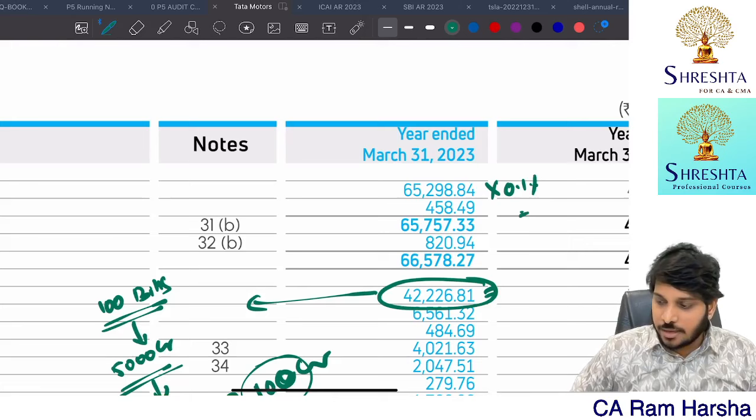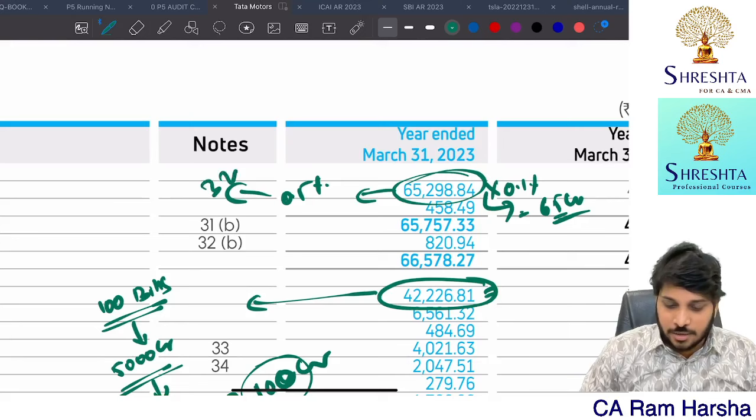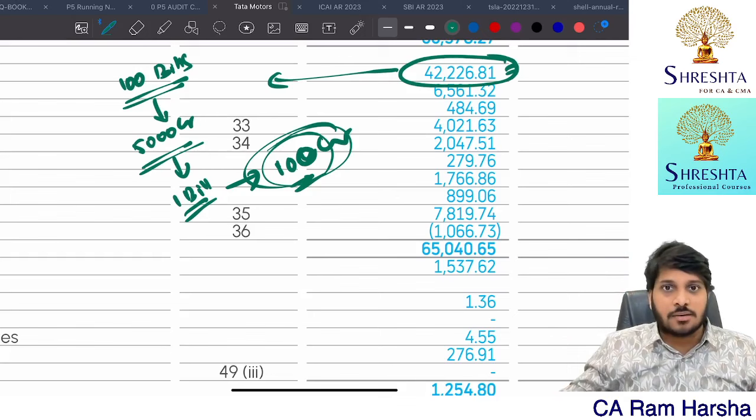65,000 into 0.1%, example 65 crore. So out of turnover, what is 0.1%? 65 crore. What is 0.5%? You know, 65,000 into 0.5%, 325 crore. Getting it? I found a mistake total valued 100 crore in one bill. I found 100 crore worth of mistake in one bill. 100 crore, literally mistake.